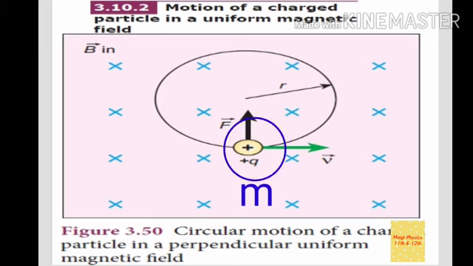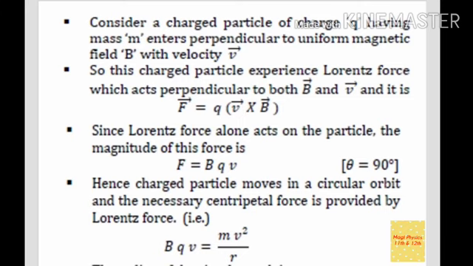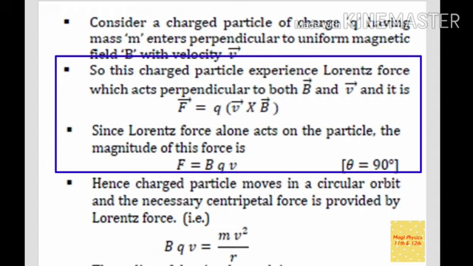Let us imagine a charged particle of charge small q having a mass small m enters perpendicular to the uniform magnetic field B vector with velocity v vector. This particle will experience a Lorentz magnetic force which acts perpendicular to both the field B vector and the velocity v vector, so that the equation for Lorentz magnetic force can be written as F vector is equal to q into v vector cross B vector.